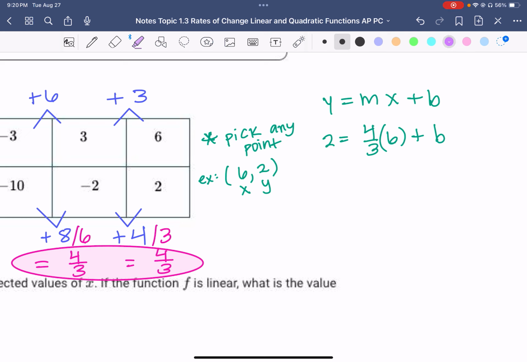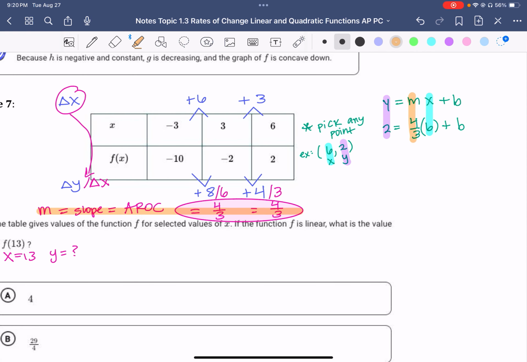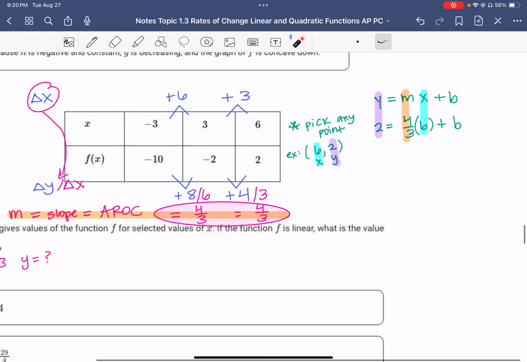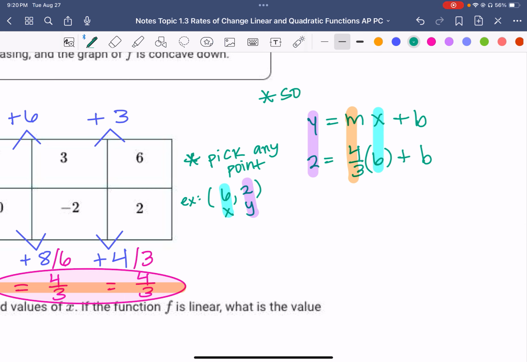Okay, so let me color coordinate some stuff. So 6, which is x, is going here. The 2 that is y is going here. And then the m that is 4/3 is from this part over here. Okay, so we're doing this because you can't have two unknown variables. I can't be solving for y and at the same time I don't know what b is. Okay, so this has to be a two-step process. All right, so in this process, I'm solving for b. And then in the next step, I'm going to solve for y.